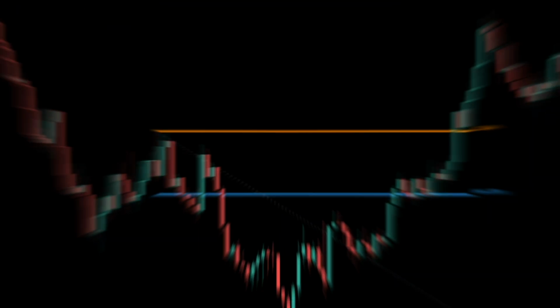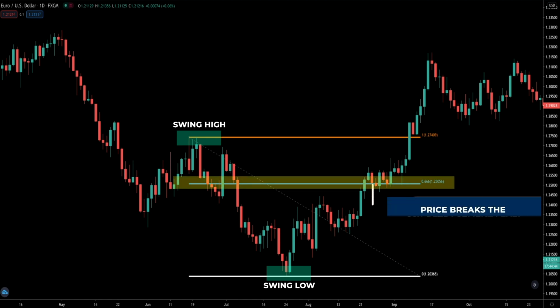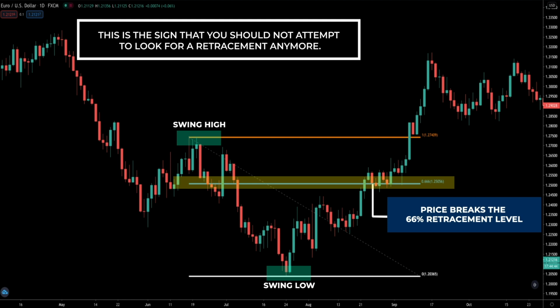So here's another example. Here we have price in a downtrend. So we look for the recent swing low and plot our Fibonacci retracement tool from high to low. Now you can see that price retraces and violates the 66% retracement level. This is a sign that you should not attempt to look for a retracement anymore. In this scenario, price eventually goes higher and we see a market bottom.